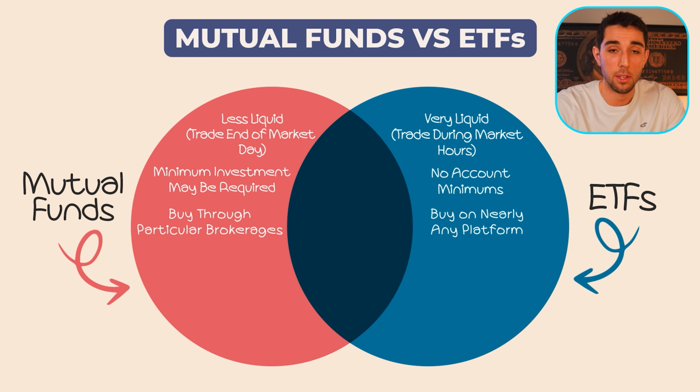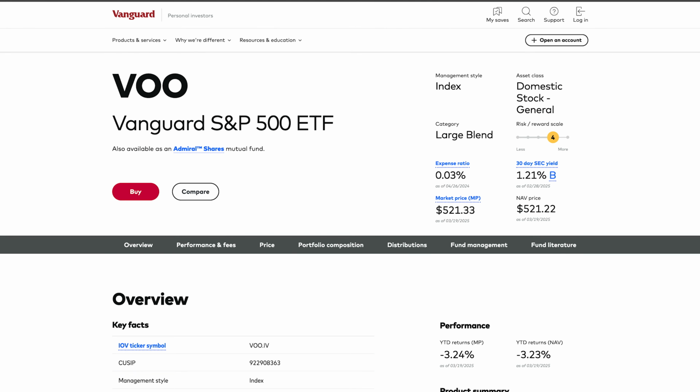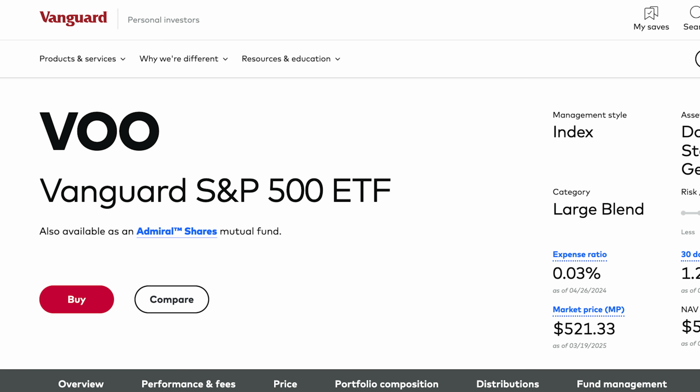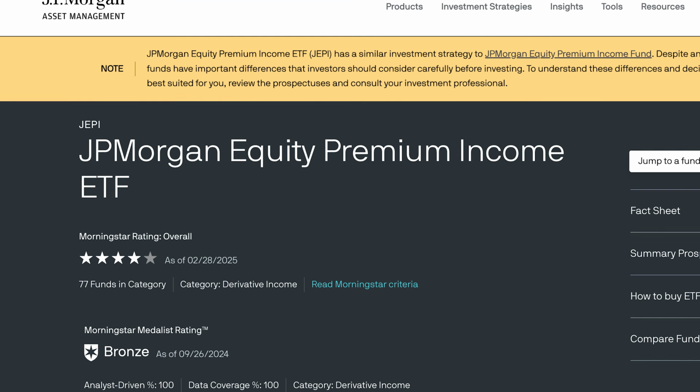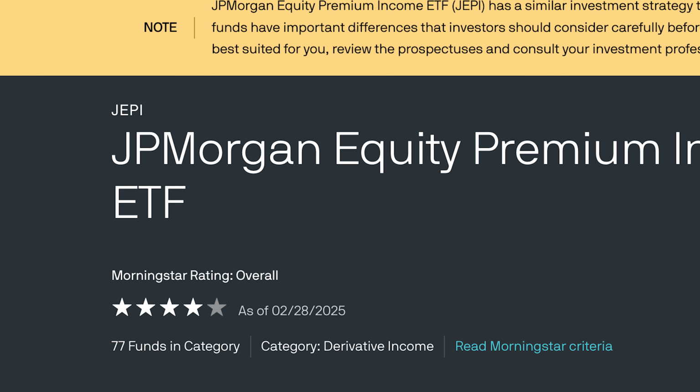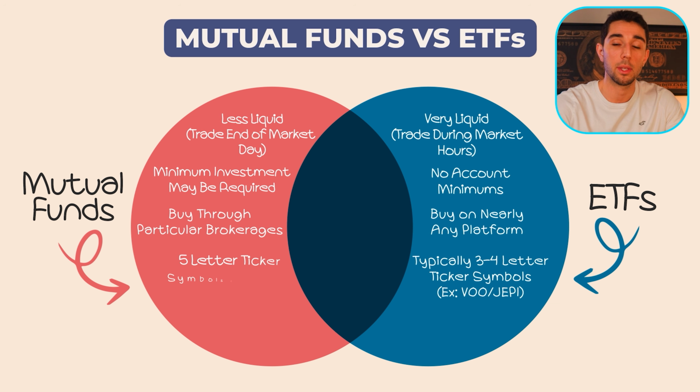Another difference that makes it easier to tell the difference between an ETF and mutual fund is that ETFs typically have 3 to 4 letters in their ticker symbol. An example with 3 letters that is also an index ETF could be VOO, and one with 4 letters that is actually an active ETF that I mentioned earlier could be JEPI, whereas mutual funds typically have 5 letters in their ticker symbol, an example being VFIAX.